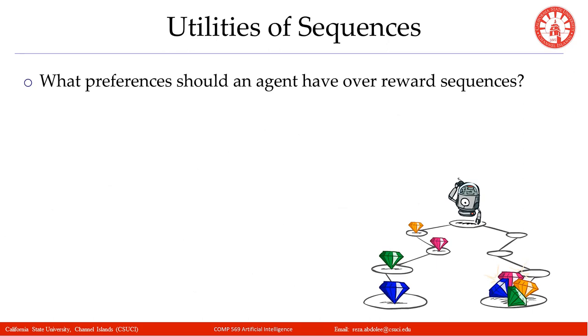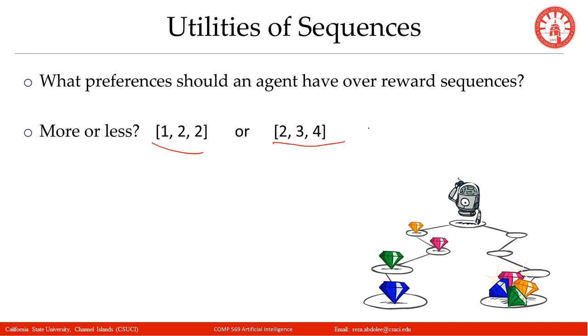So what are the utilities in this problem? How can we define the utilities? To do that, we need to know the preferences of our agent for the reward sequences. Does the agent want to have more reward or less reward? I mean, taking a sequence that ends up with more reward or less reward. For example, this sequence gives an additive reward of 5, but this sequence gives the agent an additive reward of 9. Which one should the agent prefer? Since we are maximizing the utilities, the agent prefers more rewards when solving the problem.